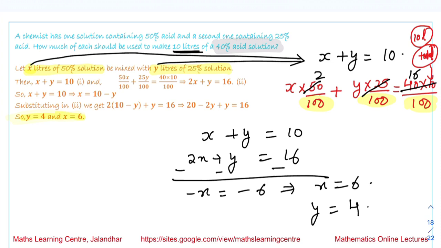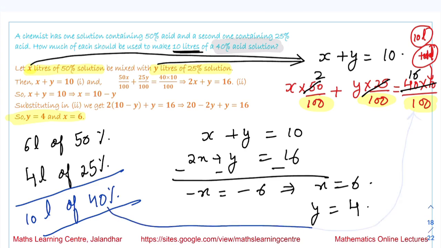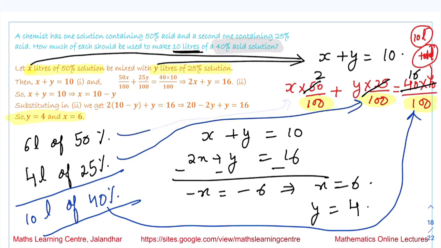So these are the values required, that is we require 6 liters of 50% acid solution and 4 liters of 25% acid solution to form a total of 10 liters of 40% acid solution.